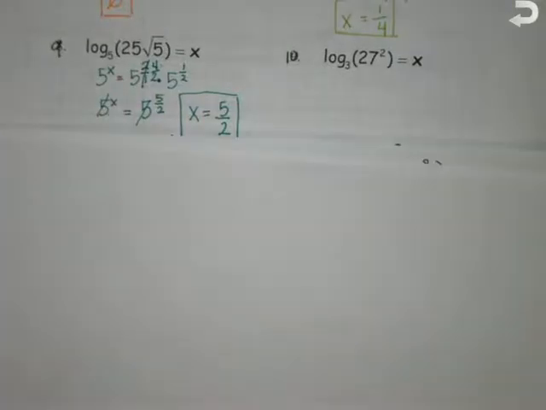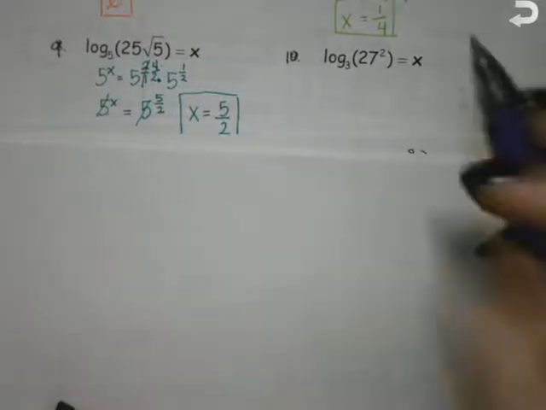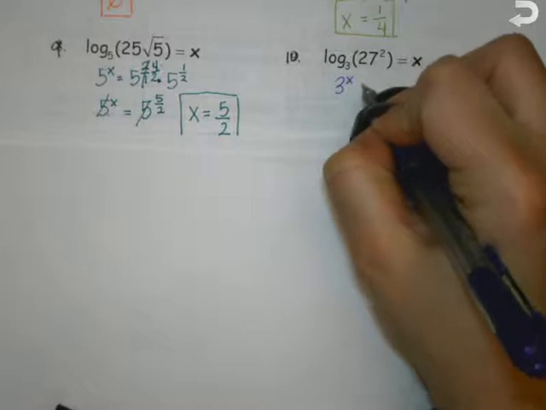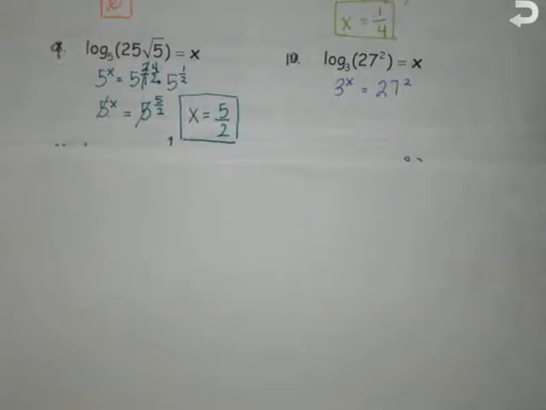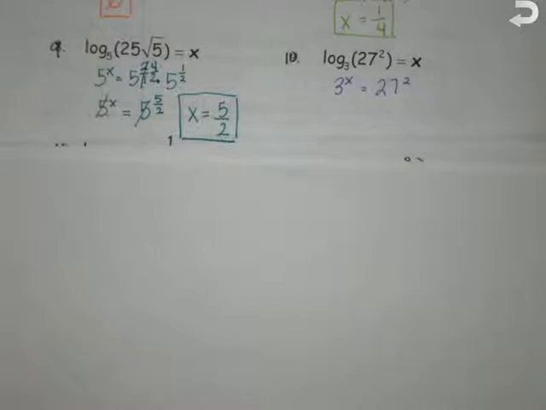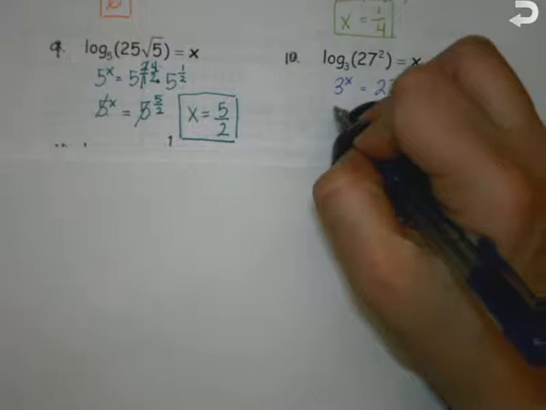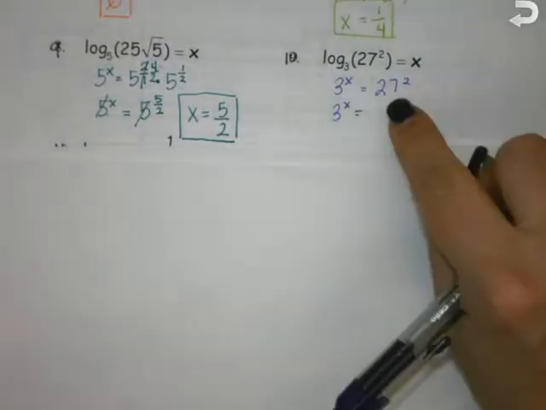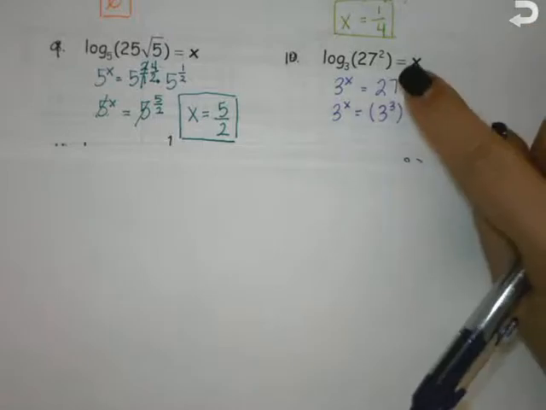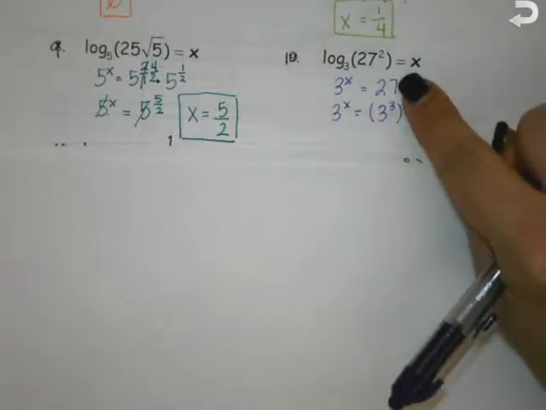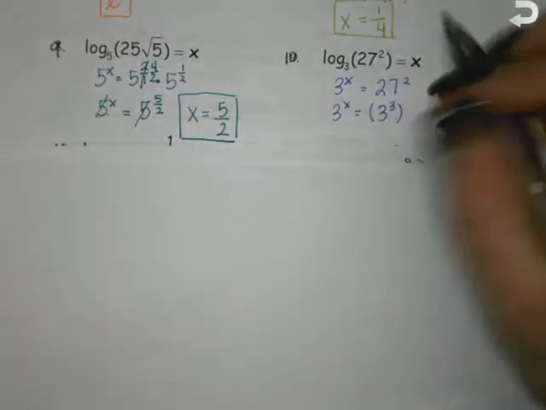Number 10, log base 3 of 27 squared equals x. Rewriting this should be easy by now, right? So this is 3 to the x equals 27 squared. But I need 27 to have a base of 3. So 27 is the same as what? 3 to the third. Now, pay attention. 27, we're replacing it with 3 to the third. So in parentheses, that's 3 to the third. Does everybody agree that this is the same as 27? And then we are squaring it.